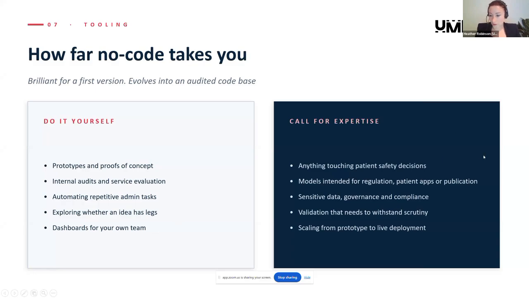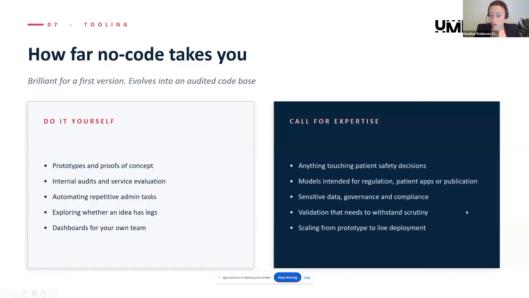Where you do need to be very aware of what your code is doing and get that checked and probably evolve it with a developer would be things that are making decisions about patient safety, decisions about prescribing, decisions about diagnostic advice, for example. Any model that you're going to have to regulate, or an app that's going to be subject to regulation because it's going to be used by a patient or in a clinic, or something that's going to be published. Anything that involves sensitive data, so things that will identify your patients would be sensitive data, for example.